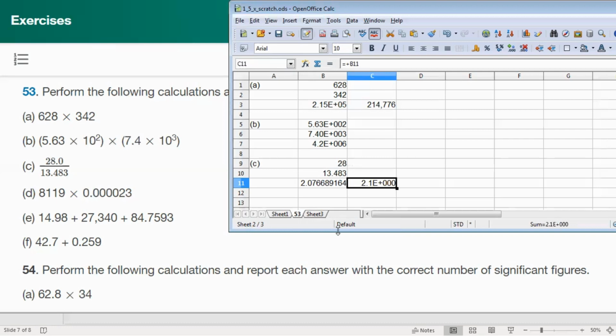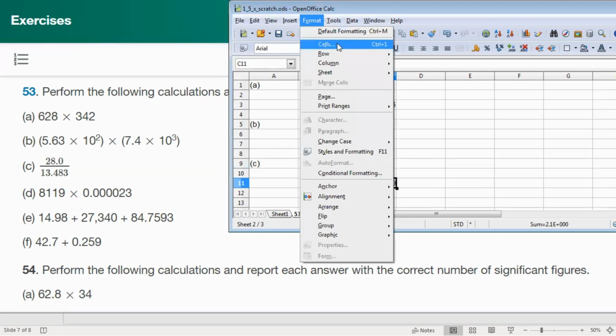computer, and it's 2.1 times 10 to the 0th power. I think, let me see if they want it with that 10 to the 0 power. Oh, 28.0. Okay, so I didn't see that. The spreadsheet actually messed me up. It's 28.0, so that's 3 significant figures. So in that case, I don't round. My mistake. And see if I could, no, it won't let me do it that way. I have to reformat it.